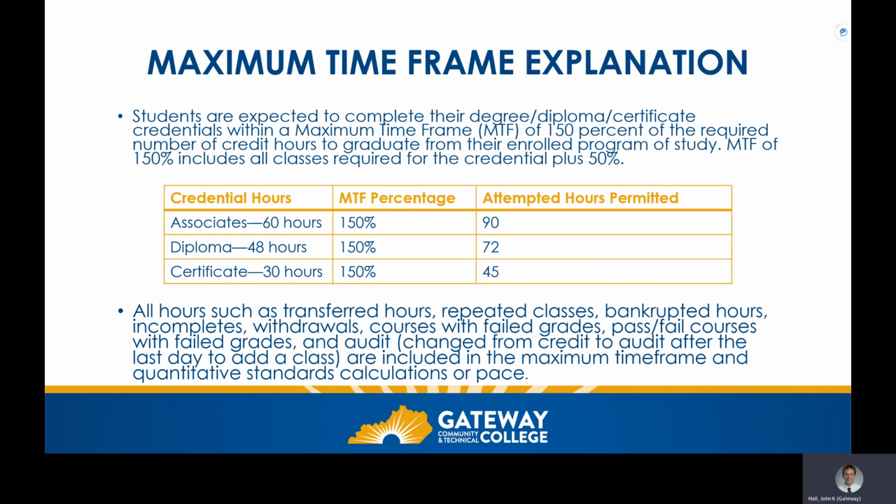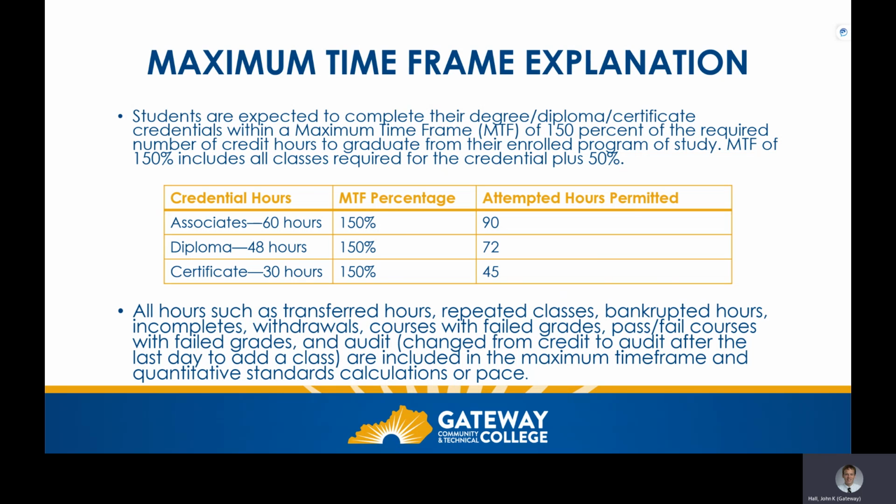The other requirement we want to take a look at is called maximum time frame. As we mentioned earlier, this is the requirement that students must complete their declared program within 150% of the credit hours needed for that declared program. We're going to look here at an associate's degree. Commonly, associate degrees require 60 credit hours. So for maximum time frame, that means a student has to complete that degree within 90 credit hours attempted. Essentially, the student only gets 90 credit hours to pass 60 and get that associate's degree.